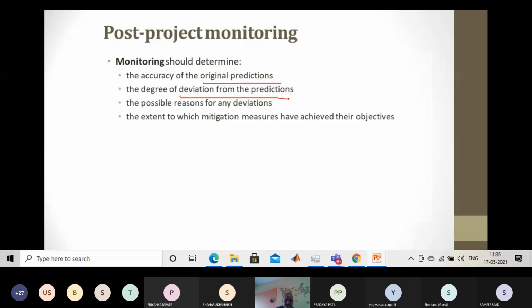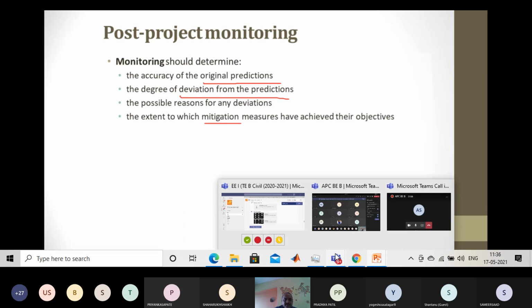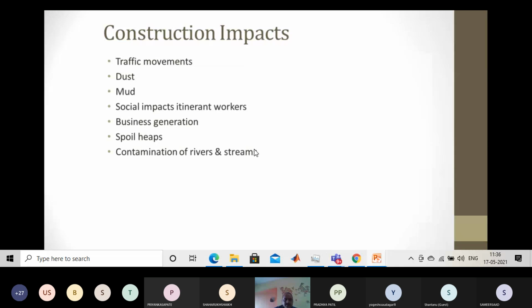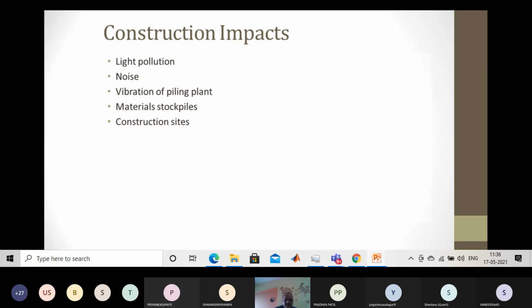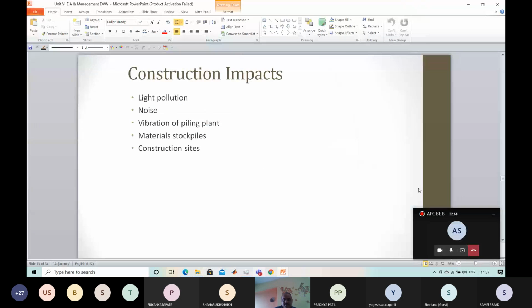The accuracy of the original prediction, how much deviation from the prediction, and the probable reason why the actual happening on the site differs from what was stated has to be considered. What are the reasons behind that, and how to mitigate those things. So post-project monitoring is also an important aspect when you are dealing with the EIA. Then construction impact is also there: traffic movement, dust, mud. So this is general about the EIA, the process to be involved in that particular part.